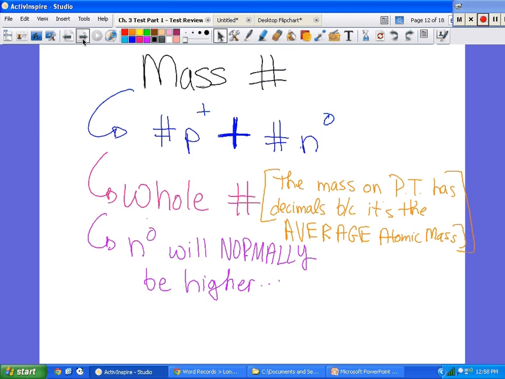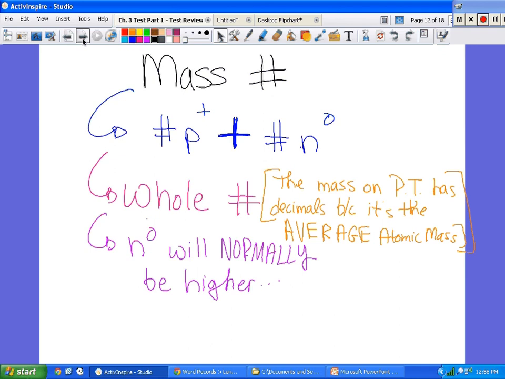Well, here's the difference. The mass on the periodic table has a decimal because it's the average atomic mass. And we're going to see the average atomic mass in the next slide. So just hold on to this concept: the reason it's a decimal on the periodic table is because it's the average.